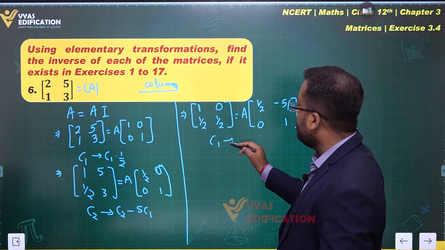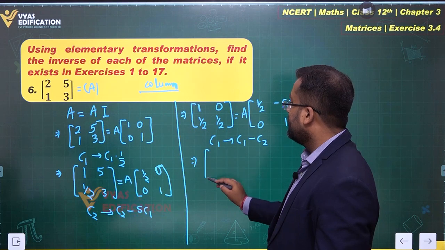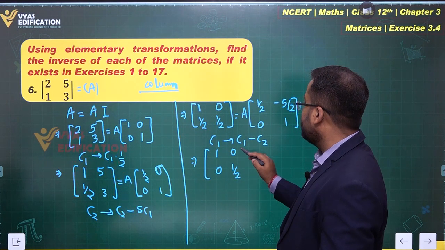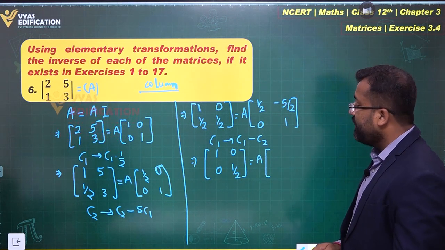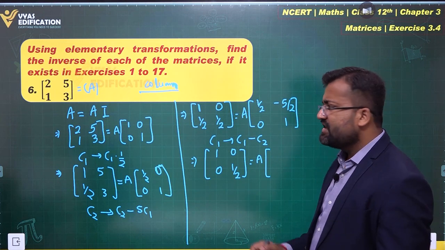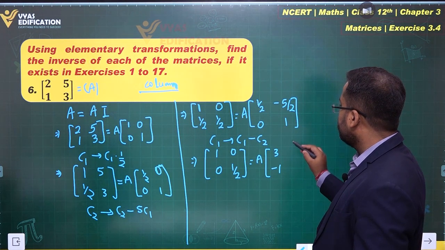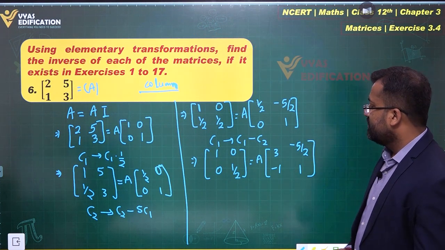So C1 can be replaced by C1 minus C2, and this will give me 1 minus 0, which is 1, half minus half, which is 0, 0 and half remain as they are. This becomes equal to A times half minus of minus 5 by 2. That will be half plus 5 by 2, which is 6 by 2. That becomes a 3. This minus this would become minus 1. This is minus 5 by 2. This is 1 over here.